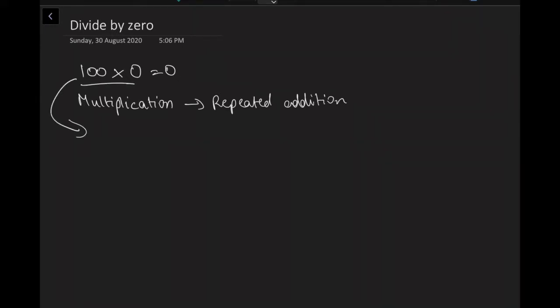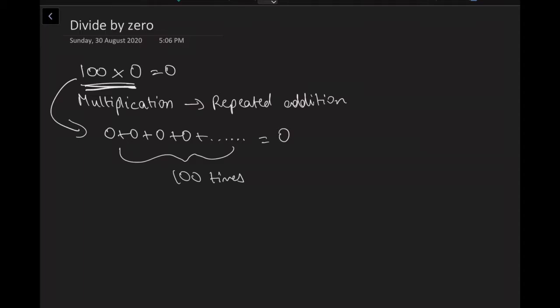This is because multiplication is repeated addition. And now this basically means 0 plus 0 plus 0 plus 0, plus however many zeros, 100 times. And now we all know that 0 plus 0 plus 0, any number of times, is going to be 0. So this is how we get 100 into 0 is equal to 0.